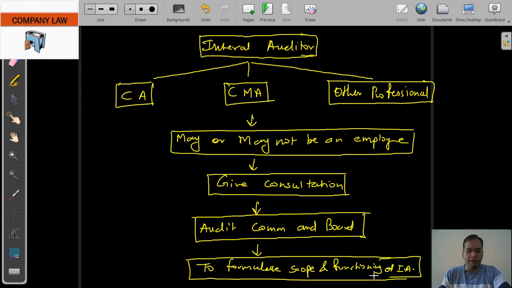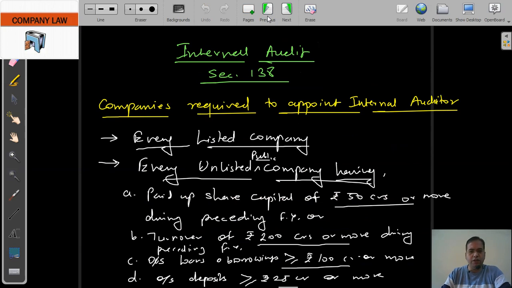So this is the role of the internal auditor in a nutshell. He can be CA, CMA or other professional. He may or may not be an employee of the company. So his role is to give consultation to the audit committee and the board of directors to conduct properly the internal audit of the company. He will formulate the scope and functioning and put it forward before the audit committee or the board, as the case may be, and he will conduct the internal audit of various areas of the company. So this is in a nutshell what we have understood about who is the internal auditor. So you may just make the pointers.